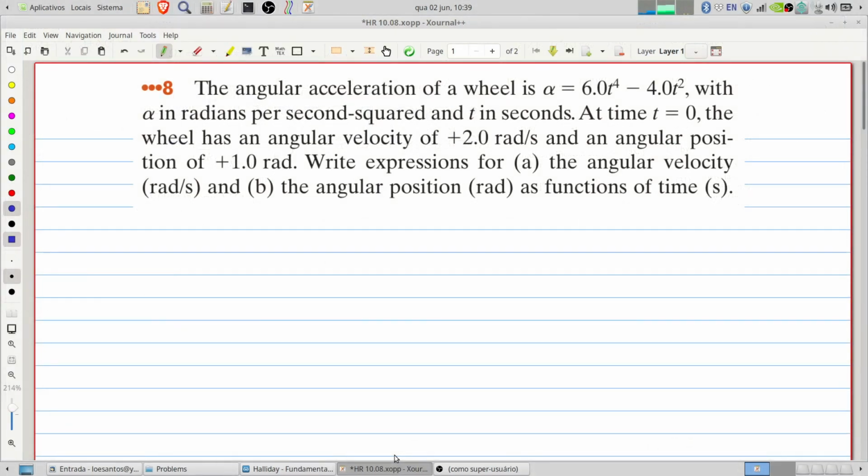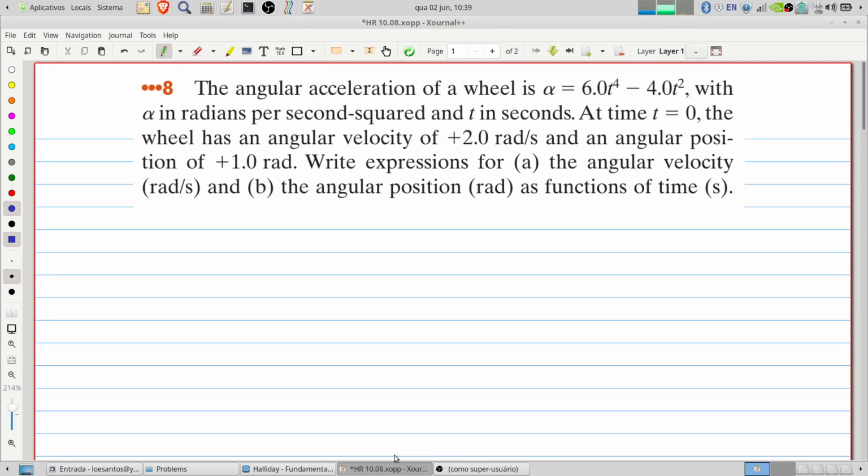Today we will solve a problem suggested by one of our subscribers. The problem is problem 8 of chapter 10 of Halliday and Resnick, Fundamentals of Physics. I will read and then we'll solve this problem.